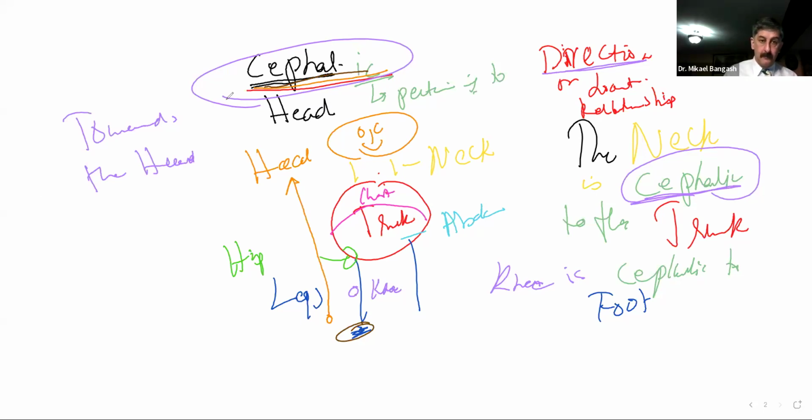So in most instances, when we use the word cephal or cephalic, the word cephalic itself will mostly be a term of relationship relating to the head. Between any structure, this versus this. You can say this versus this.